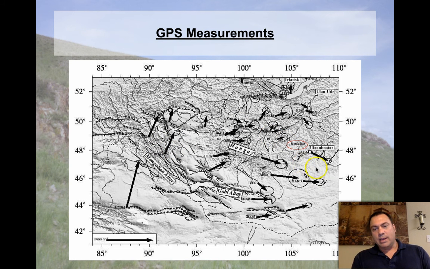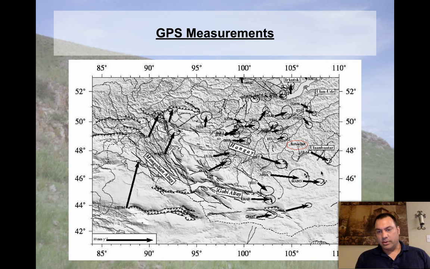Then when we get over here into the eastern part of the country of Mongolia, we start seeing trajectories of east by southeast. In fact, here's the Hustain Fault as it's mapped on this image, and I've marked it with a red circle. Ulaanbaatar is moving at about a 4.6 millimeter per year clip to the east by southeast.